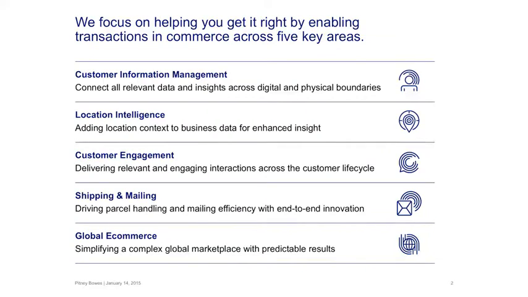We have a software division, essentially, that's called our Digital Commerce Solutions division. That is comprised of 5 main lines of business. So we have a location intelligence business to really support adding location context for business data, and I'll talk about that as part of our domain as well. Customer engagement for delivering relevant interactions across your customer life cycle. Shipping and mailing as part of the DCS division as well to really drive mailing efficiency, and a global e-commerce division focused on simplifying the global marketplace and providing predictable results.